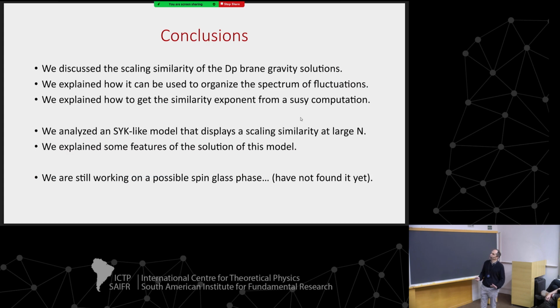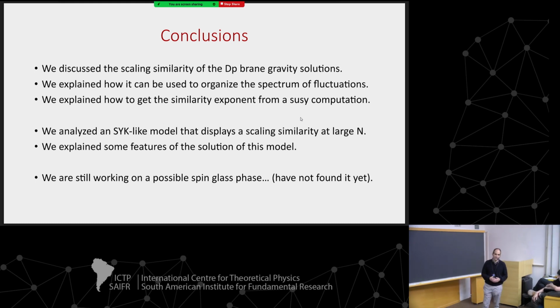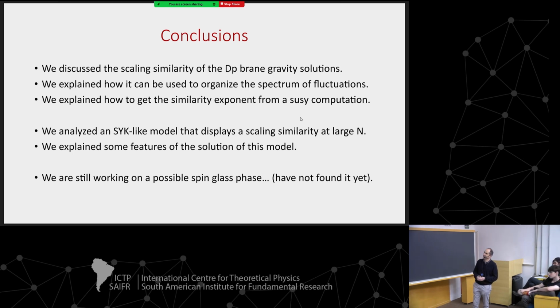Now, in conclusions, we discussed the scaling similarity of the D-brane gravity solutions. We explained how it can be used to find the spectrum of fluctuations. And we explained how to get the similarity exponent from a supersymmetry computation from the boundary theory. Then we switched to an SYK-like model, which displays a scaling similarity at large N, and we explained some features of the solution of this model.